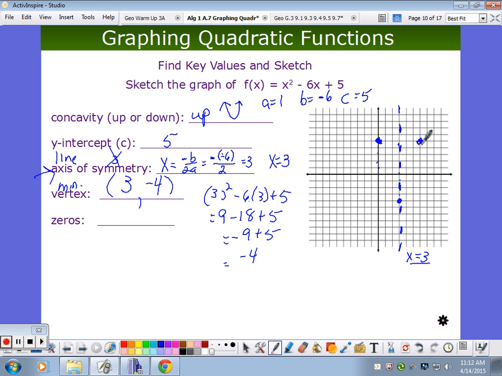This one? I did x equals negative b over 2a. So x equals 3. That's how I got that. I sketched it in, and now I know the vertex is 3, negative 4. Look at this. Does it start with a smile?